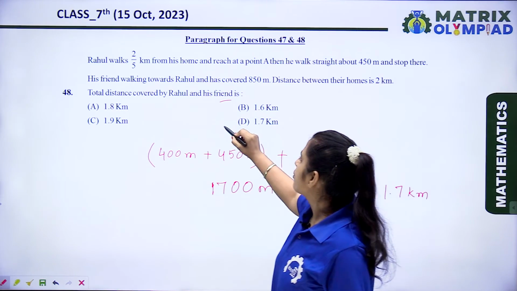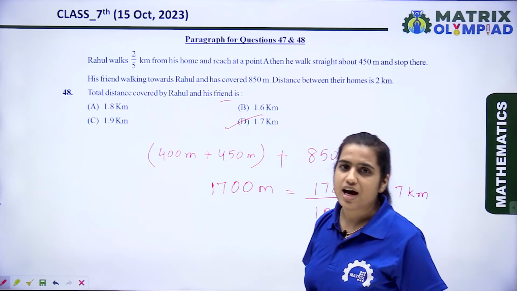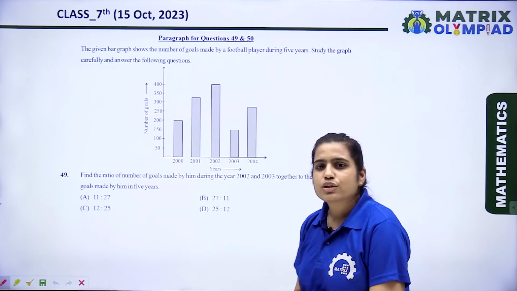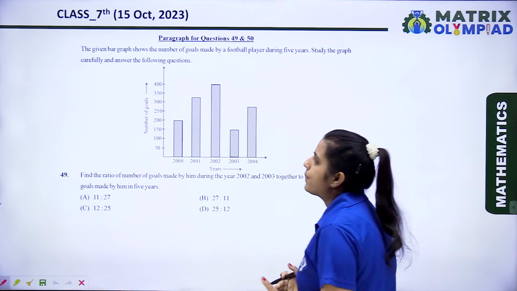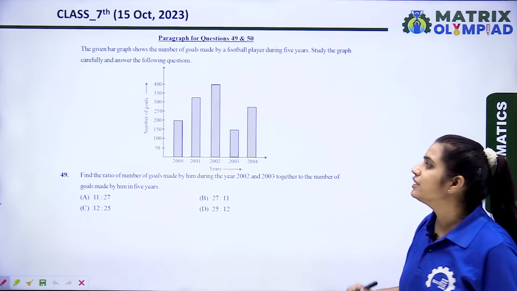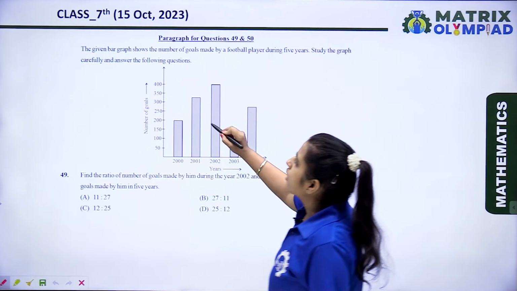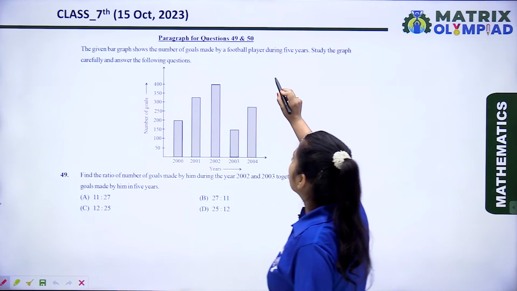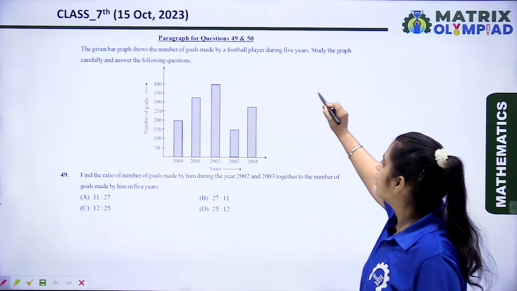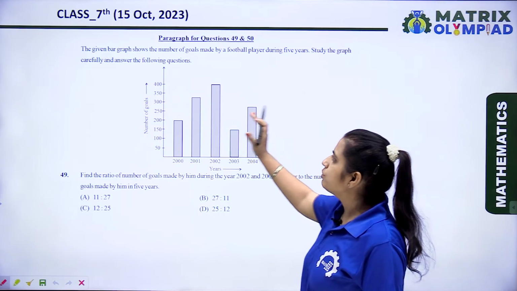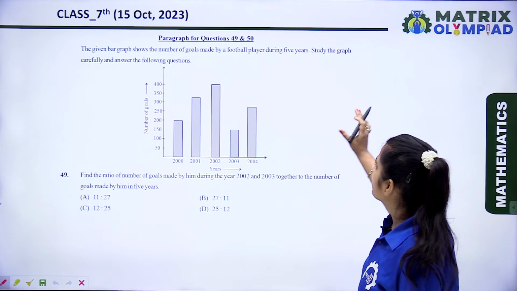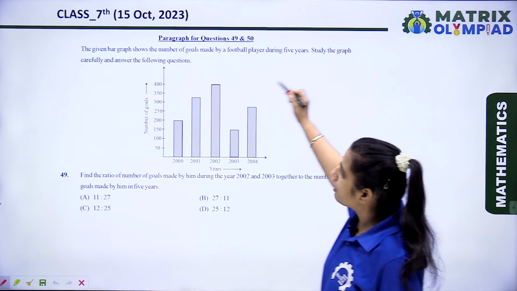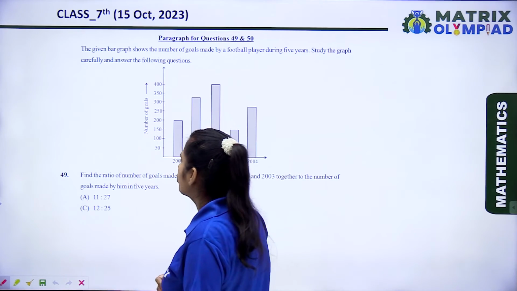So here option D is the correct answer. Now the next question is question number 49. This is based on the paragraph. The paragraph is: the given bar graph shows the number of goals made by a football player during 5 years. 5 years में जो भी football player ने goals बनाए हैं that is given in this graph. Study the graph carefully and answer the following questions.